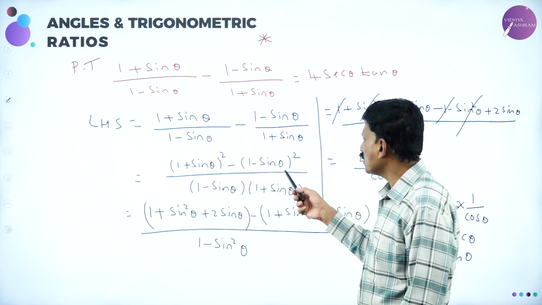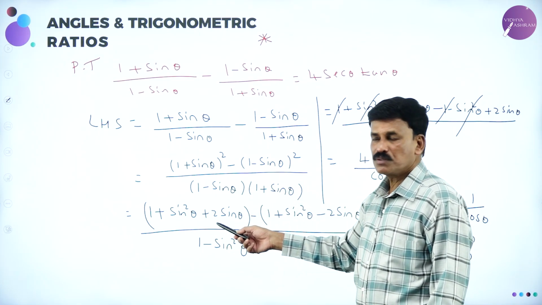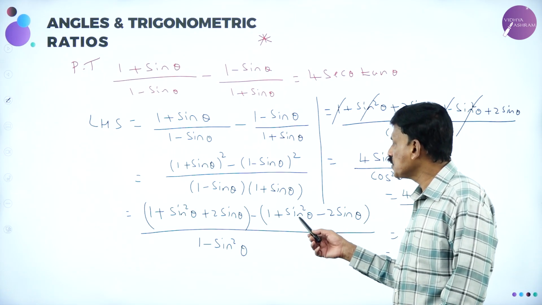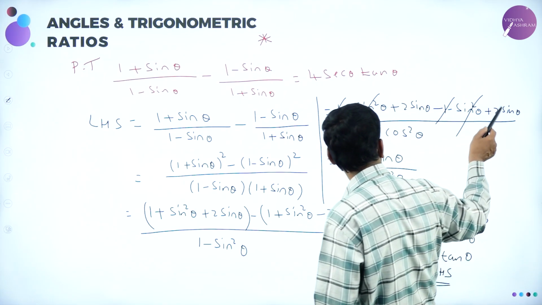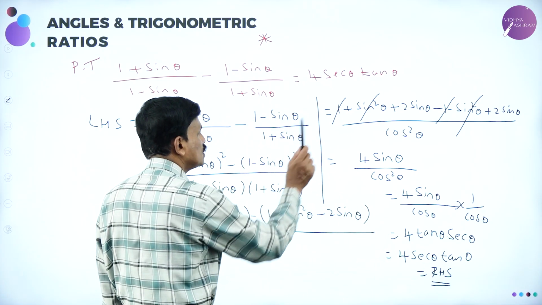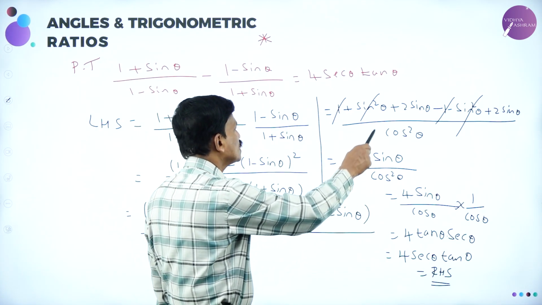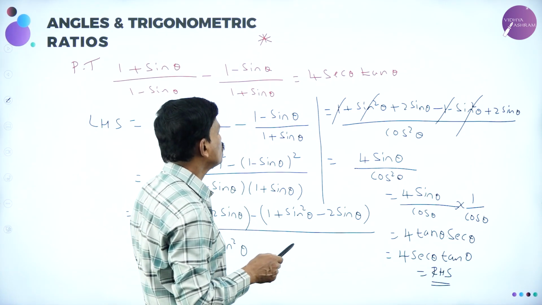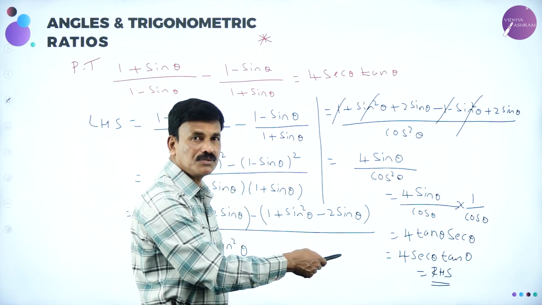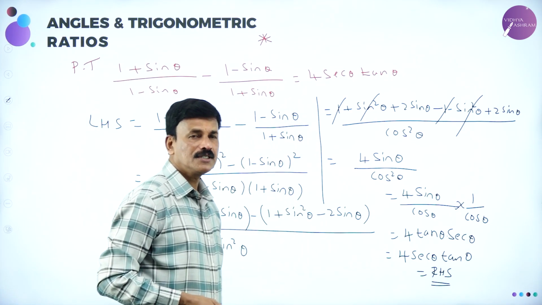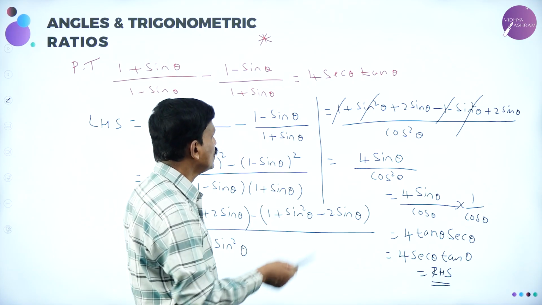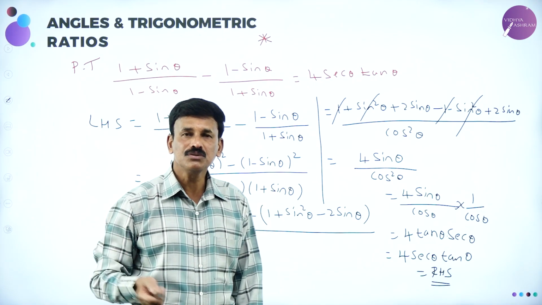(a plus b) whole square, (a minus b) whole square. a square plus b square plus 2ab, minus a square plus b square minus 2ab. Multiply by the negative sign. Then this becomes minus minus and plus, and 1 minus sin square is cos square. So what is left over is plus 1 minus 1, plus sin square minus sin square gets cancelled. 2 plus 2 is 4 sin theta. Term by term division. Sin theta by cos theta into 1 by cos: sin by cos is tan, 1 by cos is secant. So the required answer is 4 secant theta into tan theta.